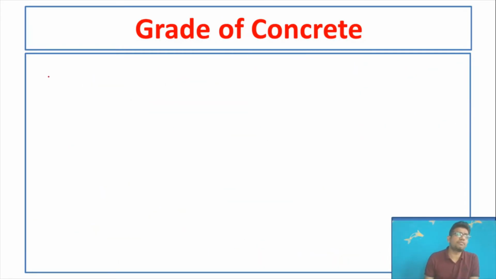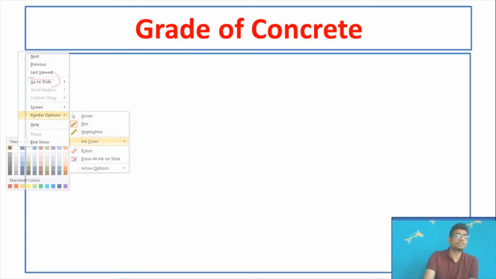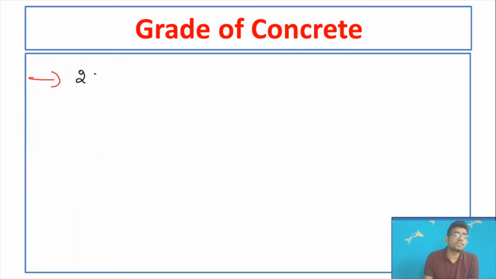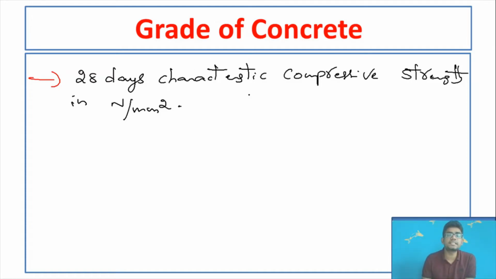So what do you mean by grade of concrete? Okay, so let us see that. Basically, what the grade of the concrete represents is the 28 days characteristic compressive strength in Newton per mm square. Okay, what does the grade of the concrete represent? The 28 days characteristic compressive strength in Newton per mm square.